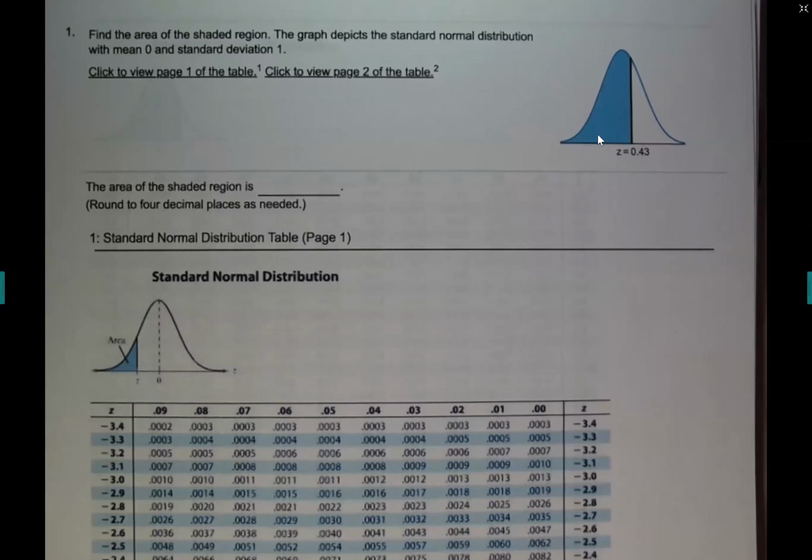Okay. So this is a review of MyStatLab exercises from the normal probability chapter. Find the area of the shaded region. So he wants the area to the left of z equals 0.43.